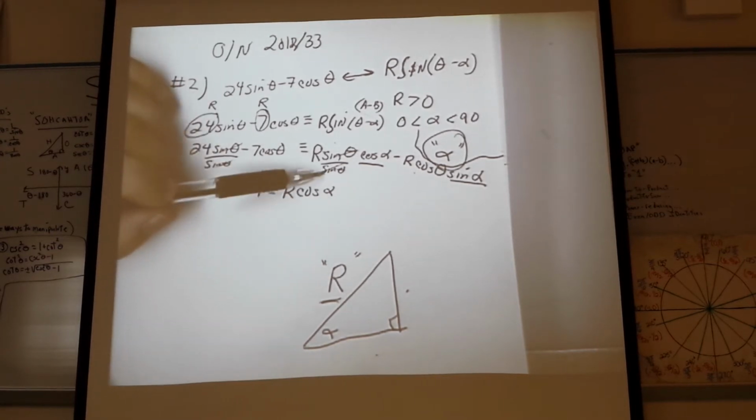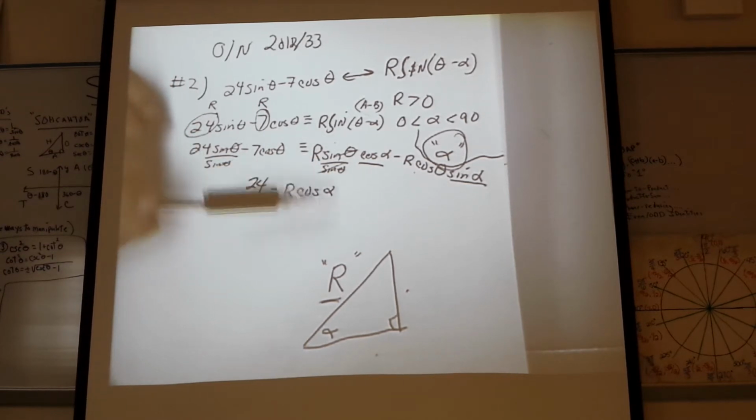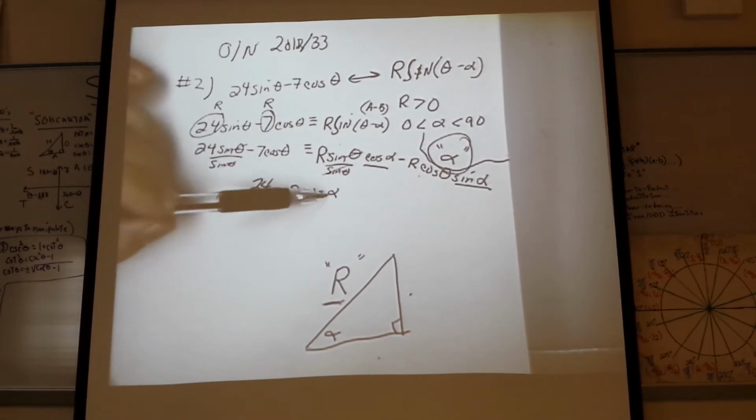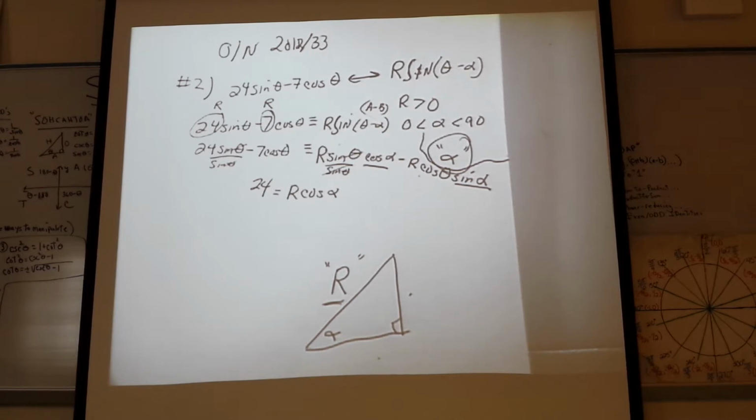Tribble, why on earth did you just do that? How did you get 24 to be r cosine theta? Take it away. Divide the sine out. Isolate, so you can solve.